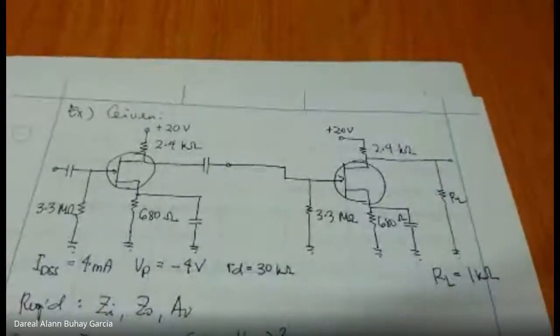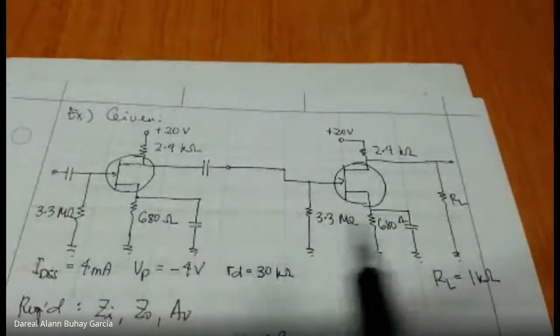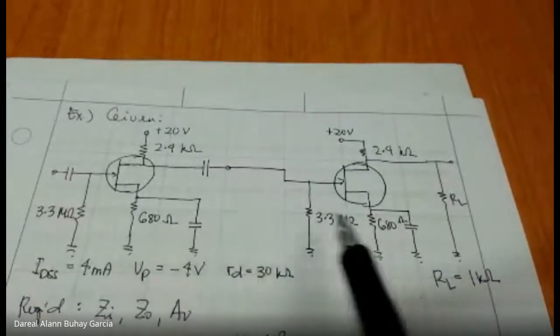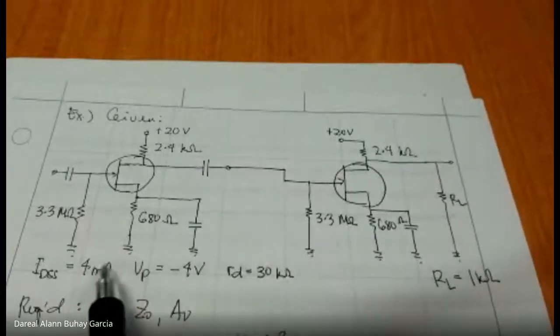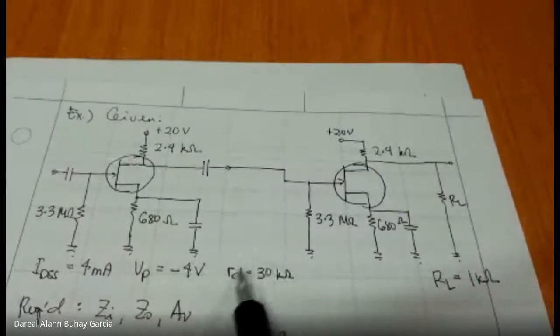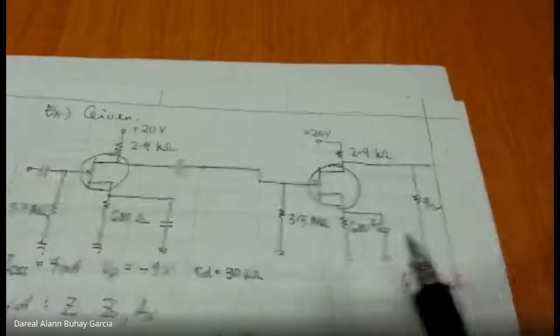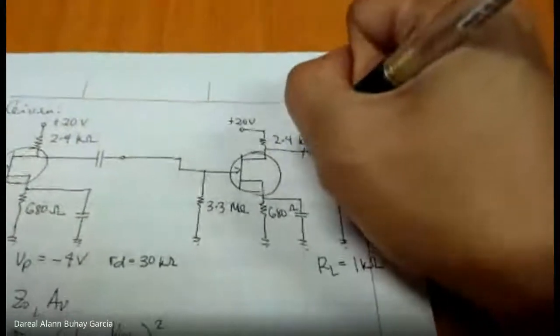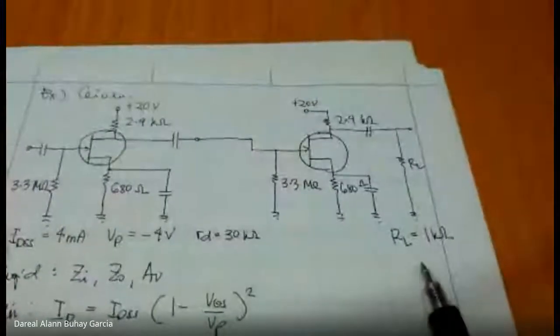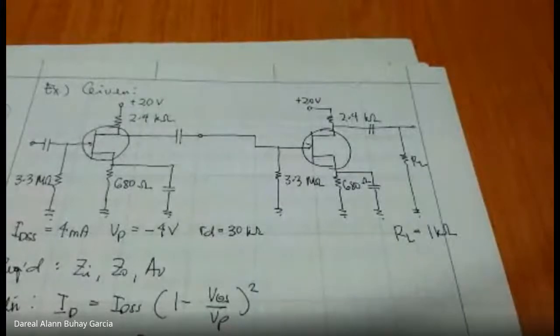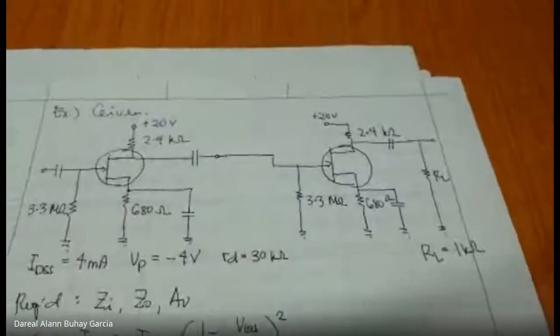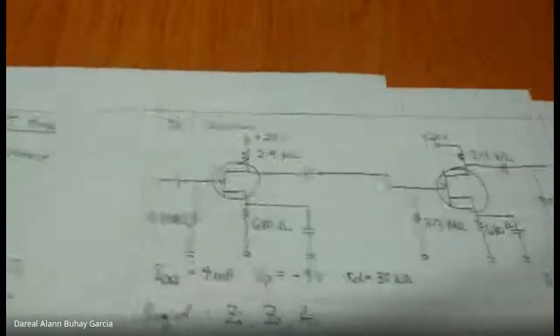Same example. Actually, the same circuit, no? Pareha sila tanan. RS, RD, RG, the same IDS as before, the same RD. And in parallel, there is a capacitor, with a load resistance of 1K. Okay? Atong i-solve na karon ang overall resistance, overall voltage gain.